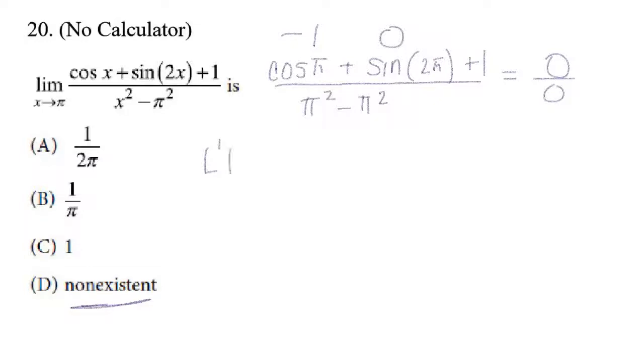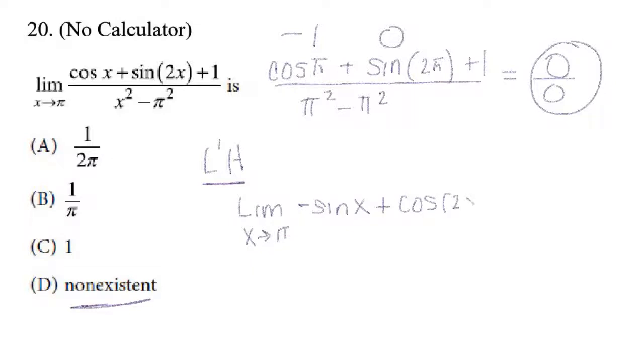Now we have to do what's called L'Hopital's rule. Every time we have an indeterminate form, that means L'Hopital. And L'Hopital means we're going to estimate the limit by looking at the derivative of each individual term. And so the derivative of cosine, negative sine of x. Derivative of sine is cosine, but now we have 2x, and we have to multiply by the derivative of 2x. Derivative of 1 is 0, all over, and derivative of the denominator is 2x.